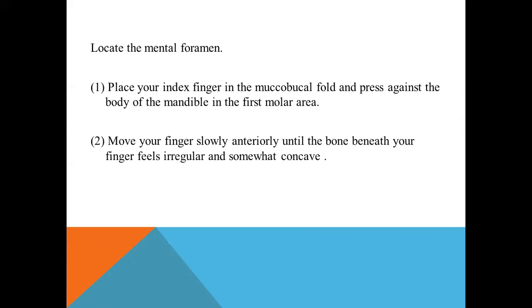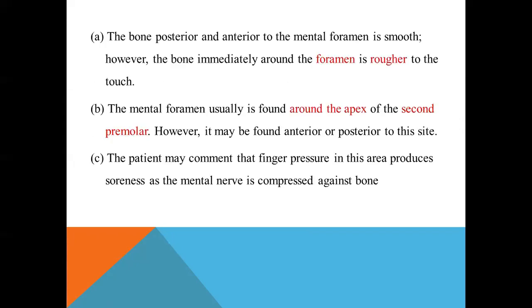Place your index finger in the mucobuccal fold. Press against the body of the mandible in the first molar area. Move your finger slowly anteriorly until the bone beneath your finger feels irregular and somewhat concave. The bone posterior and anterior to the foramen is smooth. However, the bone immediately around the foramen is rougher. Remember this: the foramen is usually around the apex of the second premolar.